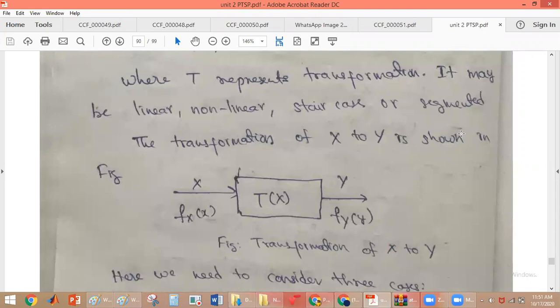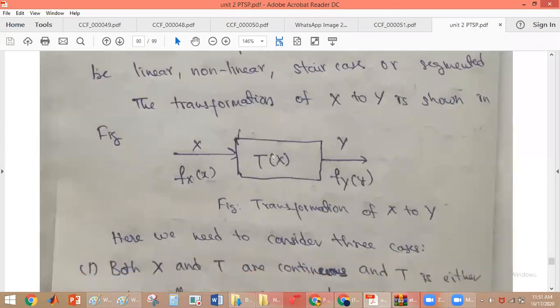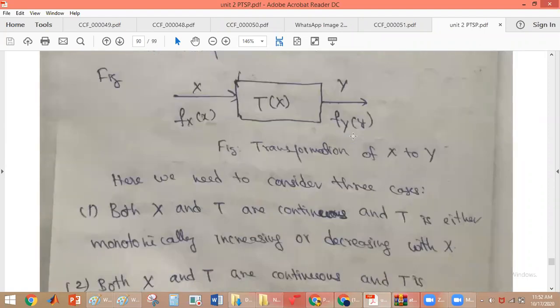So what is it that we are doing? We are giving x as the input so that the transformation will convert the random variable x into y, where x has the probability density function fX of x, and it is converted to another random variable y with the probability density function fY of y. So the transformation of x to y is shown in this figure. It is given like this.